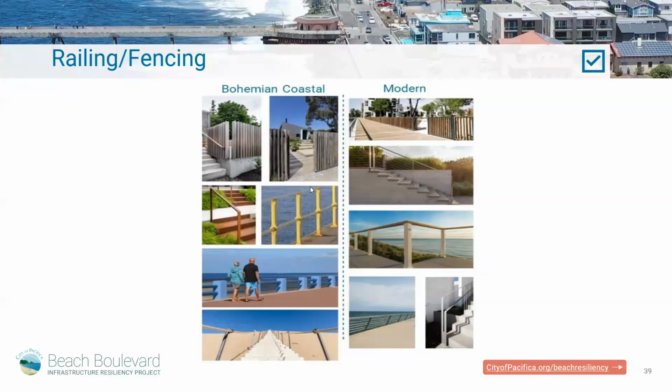All right, it looks like it's pretty evenly split with a little bit of a stronger preference for modern in this case for railing and fencing. An interesting twist. Interesting twist, yeah. And your 30 seconds is faster than mine, Katie.